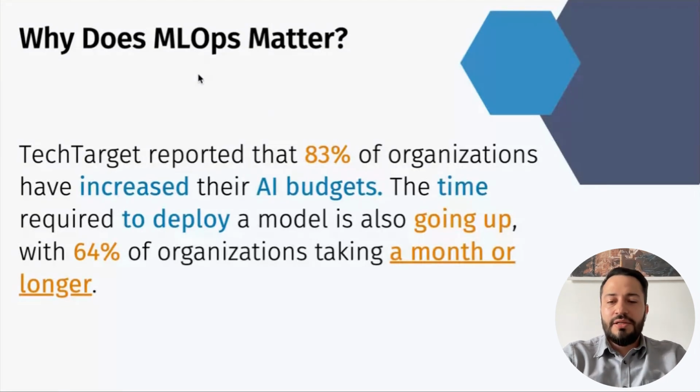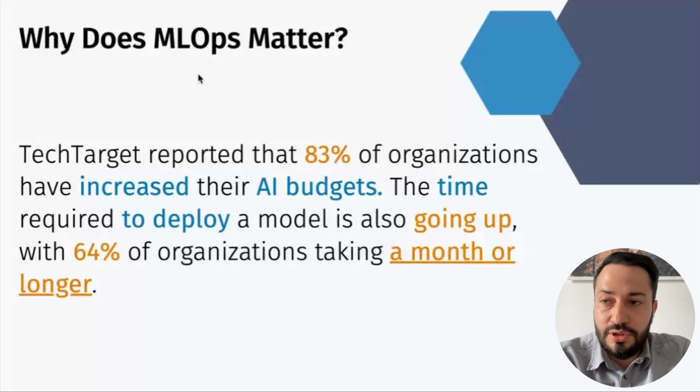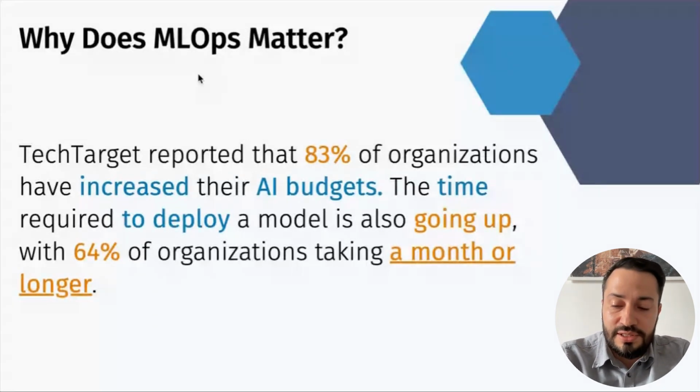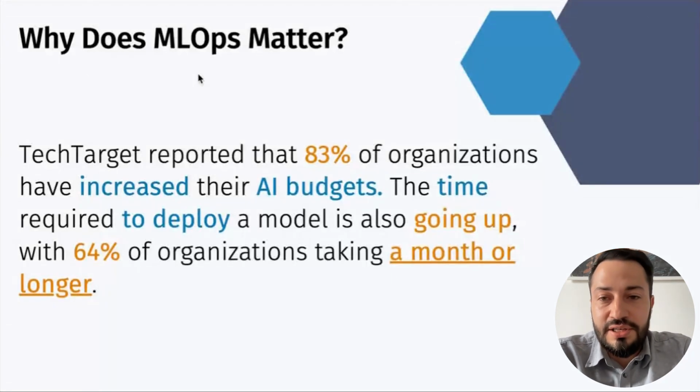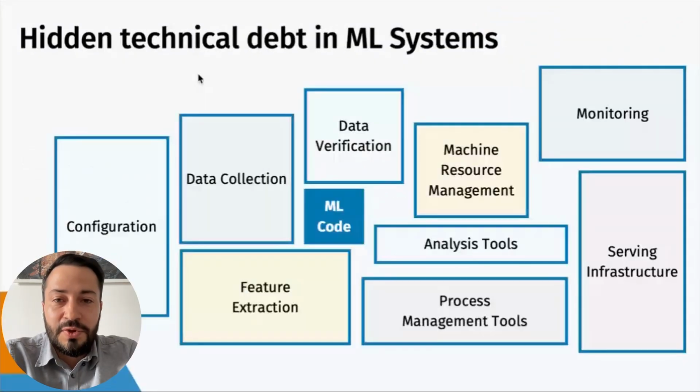And why does it happen actually? Because we are talking about, okay, so what is it? I mean, just to deploy an ML model sounds like a simple task, but actually we have this hidden technical debt, or this hidden part of the iceberg.